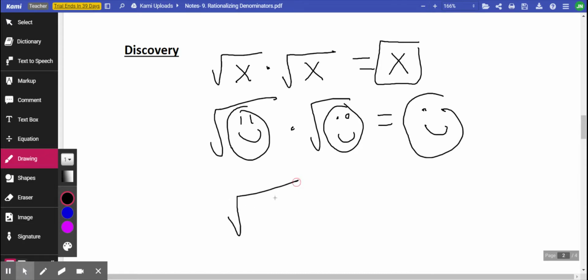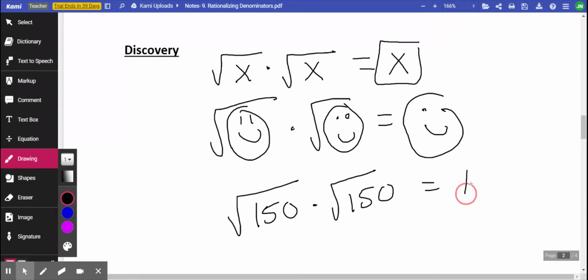So same idea here. The square root of 150 times the square root of 150, it doesn't really matter if I know what the square root is or not. It's actually just 150. So what that means is the square roots cancel out when you multiply them together, and it saves you a lot of time, and you realize this step.